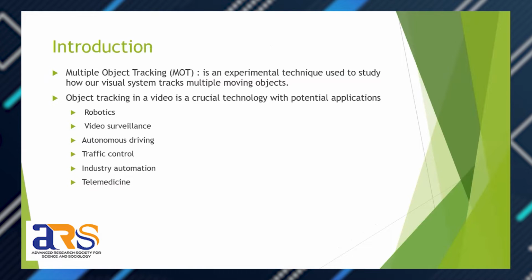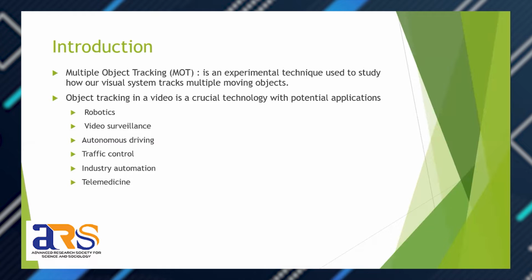Before going to the introduction, multi-object tracking is an experimental technique used to study how our visual system tracks multiple moving objects. The motivation behind this is that object tracking in a video is very important, with potential applications in robotics, video surveillance, autonomous driving, and even traffic control. So those are very important.